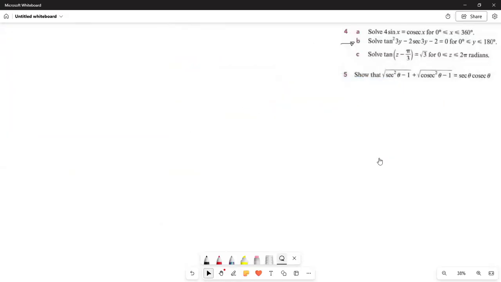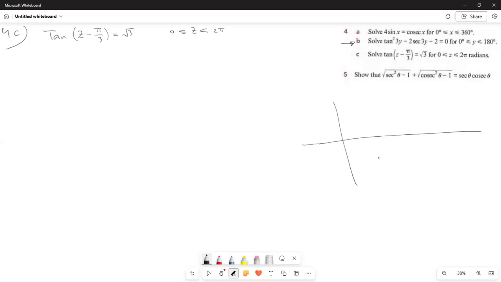Okay, so now I'm ready to do question number 4C. Solve tangent of (z minus pi by 3) equals square root of 3, and we need to find the solution where z is between 0 and 2 pi. Before I proceed, let me talk about how the graph of tangent x looks.